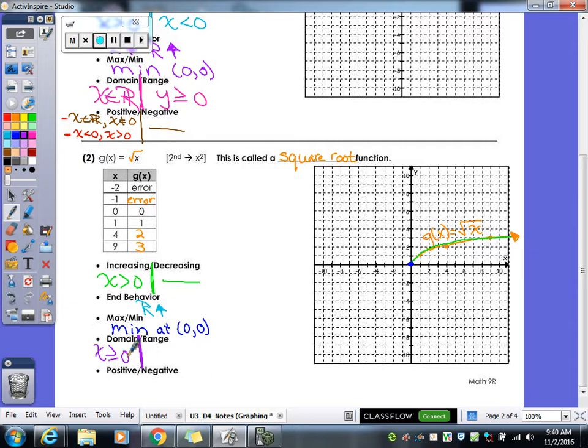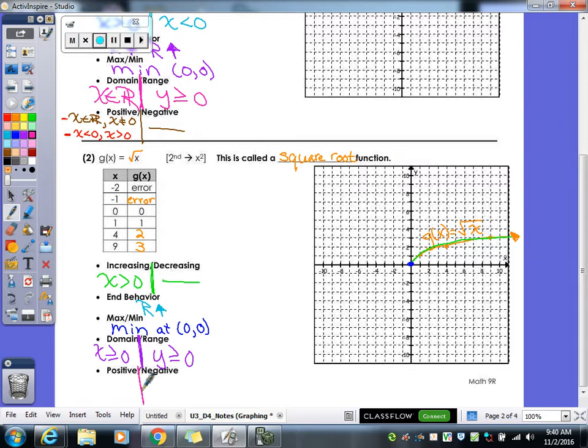Our range would be what? Y is greater than or equal to 0. Because again, our lowest y value is at 0. It's going to be everything higher than it. It's going to take a while to get up there, but it can be everything higher than that.